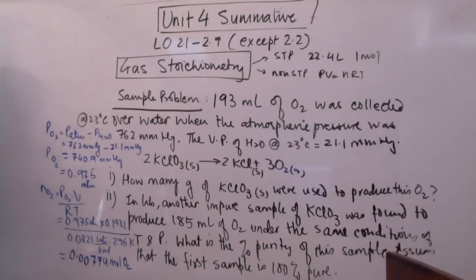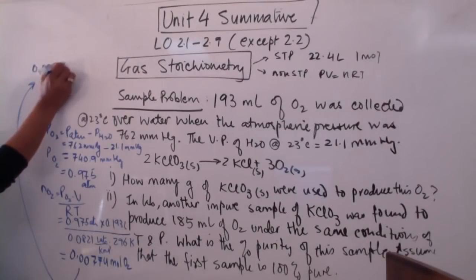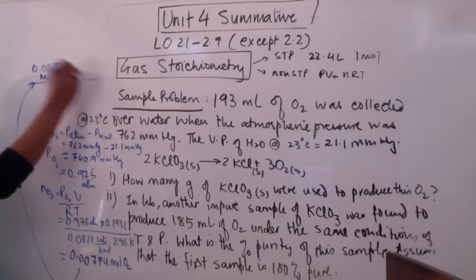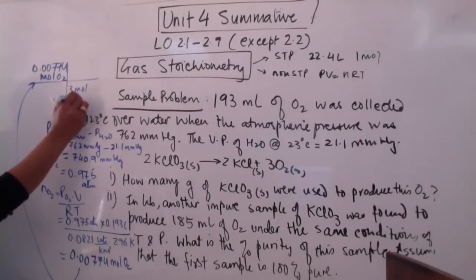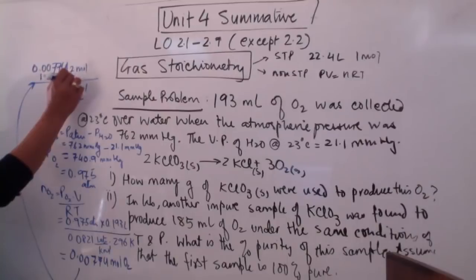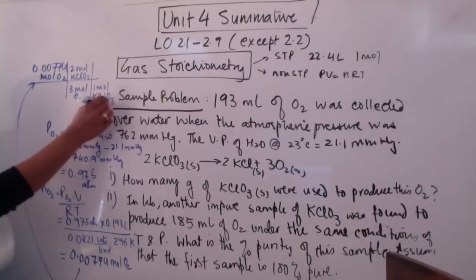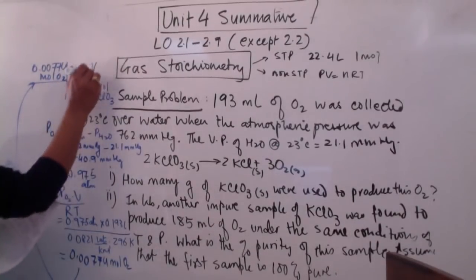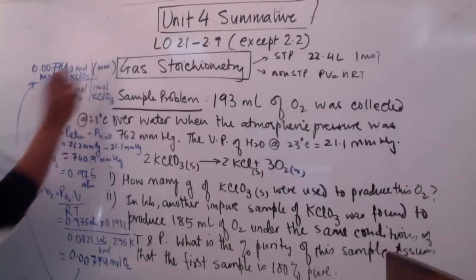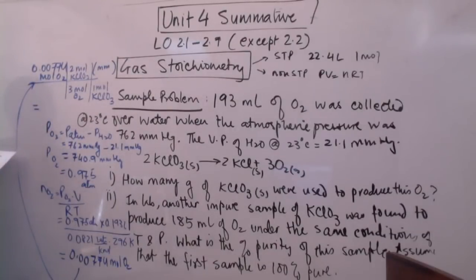What we need to find is moles of KClO3. So I'm going to write here 0.00774 moles of O2. 3 moles of O2 make 2 moles of KClO3, and 1 mole of KClO3, I don't know the molar mass, guys. I put it in the calculator. So when you do the molar mass of KClO3, your answer is 0.632 grams of KClO3.